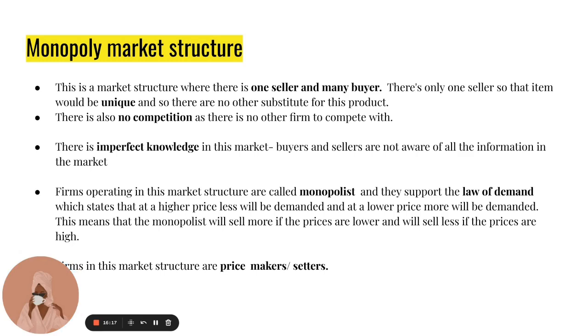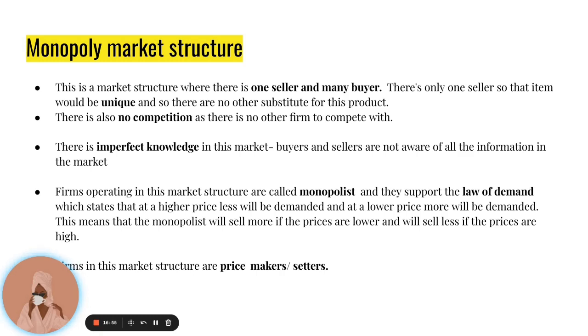Before we get into everything, what does mono, M-O-N-O, mean? Did someone say one? Yes, mono means one. So therefore, monopoly market structure has to do with something that's related to one. Now, what is monopoly market structure? This is a market structure where there is one seller. You see the one coming up now? There's one seller and many buyers.